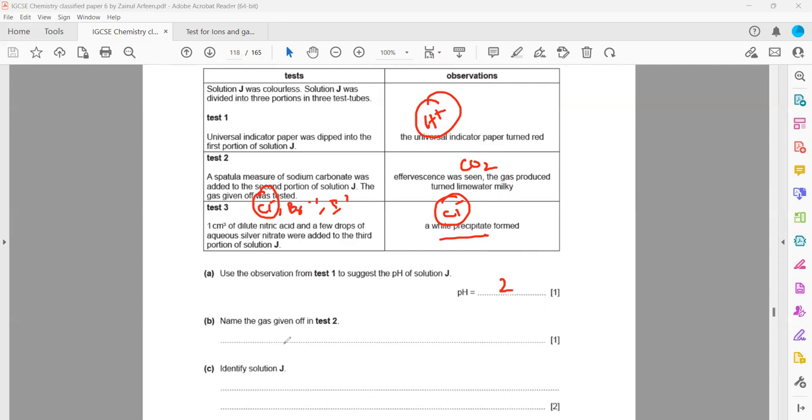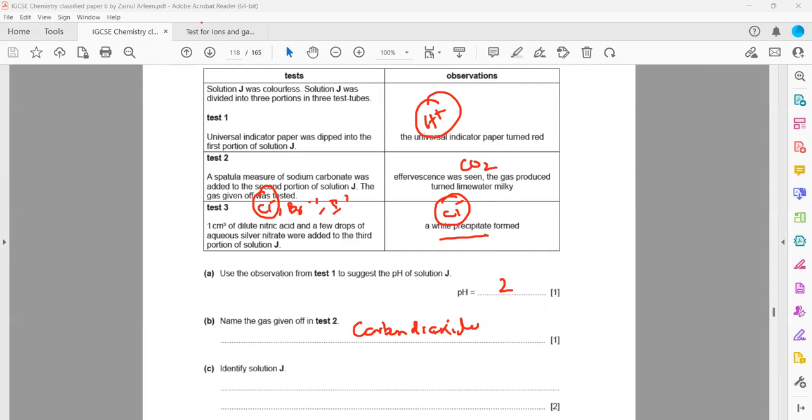So for pH, we write 1 to 2. Name a gas given off: that is carbon dioxide. Don't write the formula. When they ask for the name, you should write the name. If they ask you to write a formula, then write the formula. Then identify solution J. Solution J is a strong acid, hydrochloric acid.